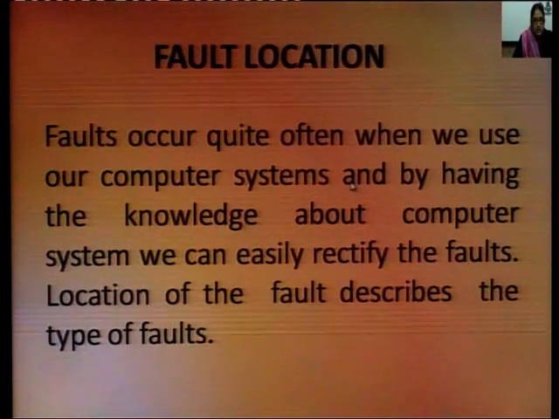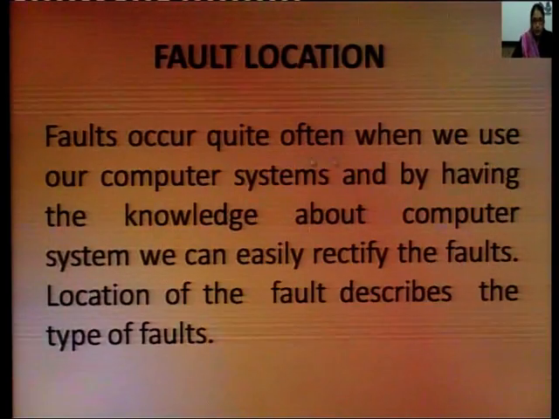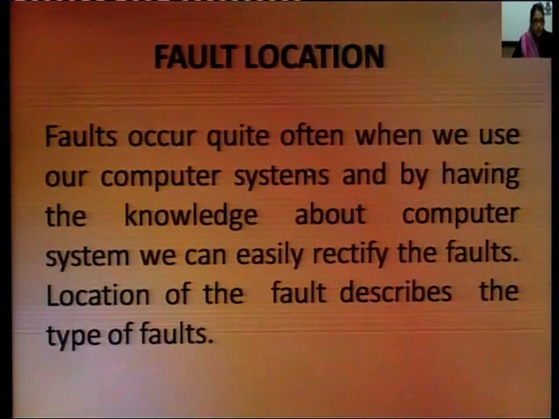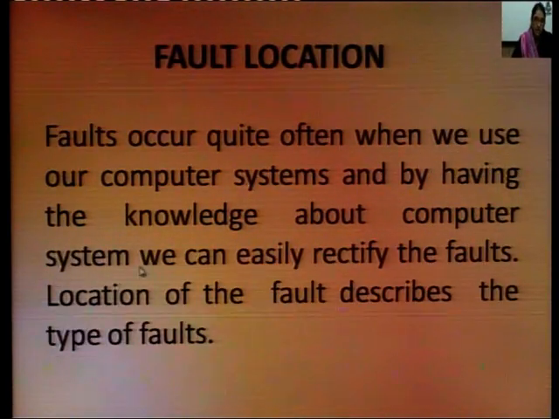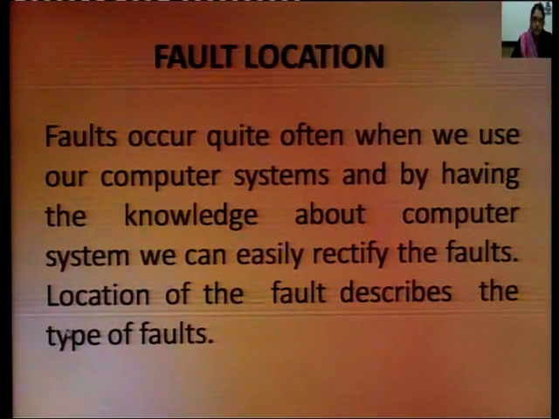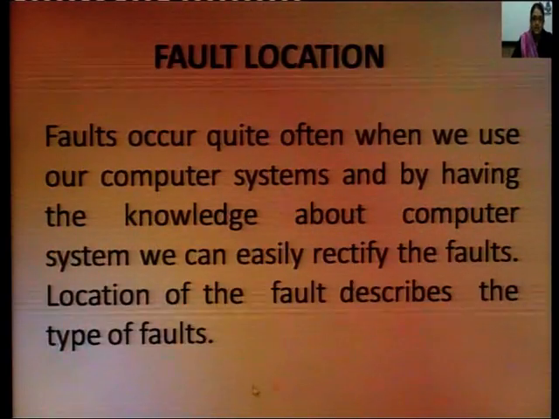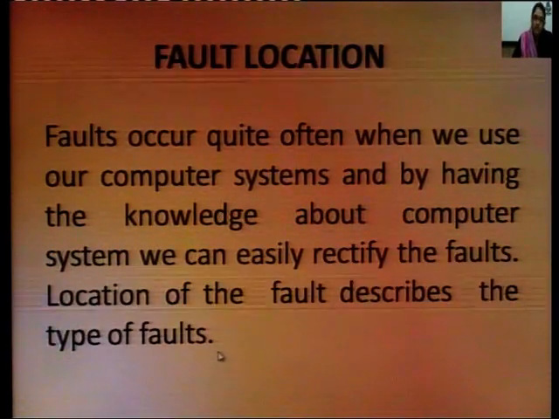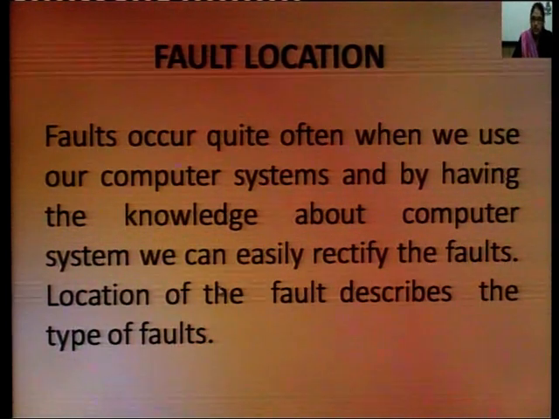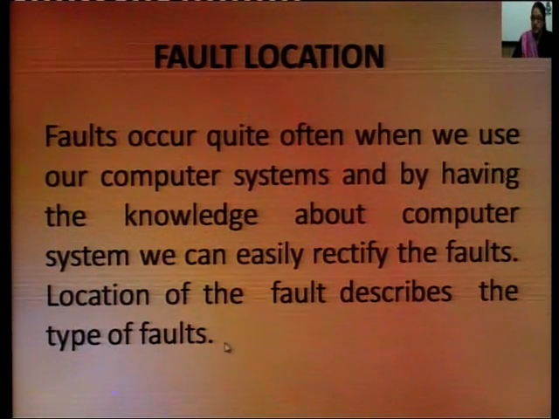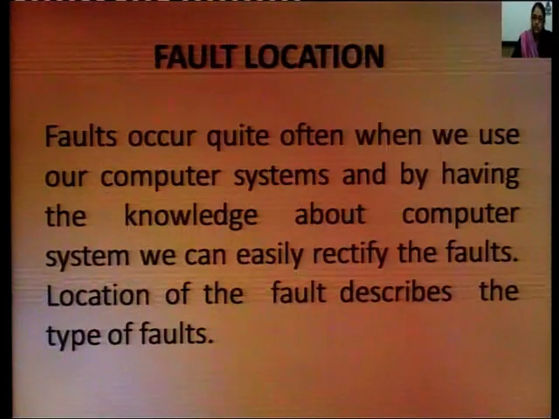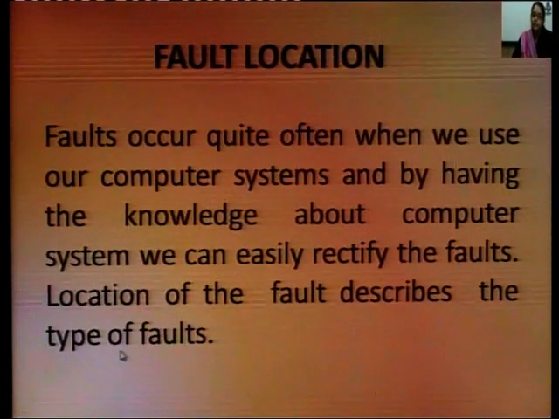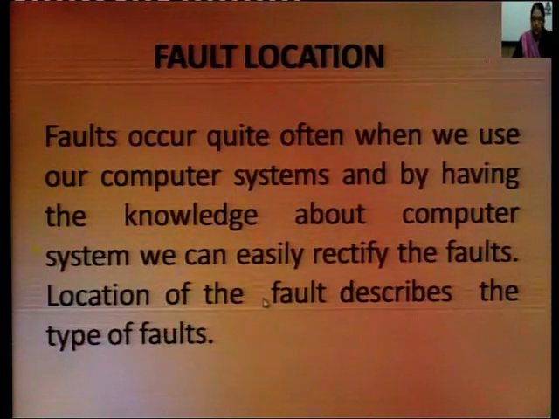Fault location, what is that? Faults occur quite often when we use our computer systems, and by having knowledge about computer systems, we can easily rectify the faults that come up in the system. The location of the fault describes the type of different faults. Faults can be either hardware related or software related, which interrupt the normal working of any computer system. So, fault location means finding what kind of different faults occur during the working of the system.